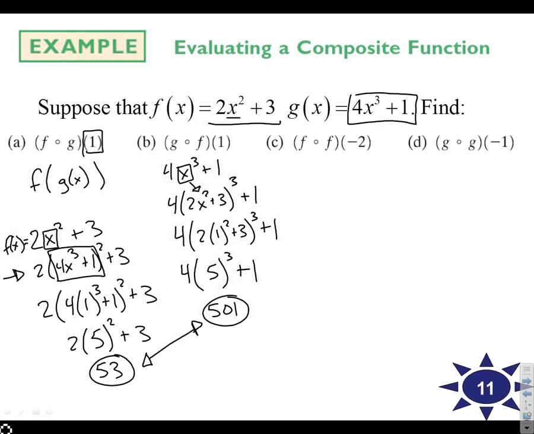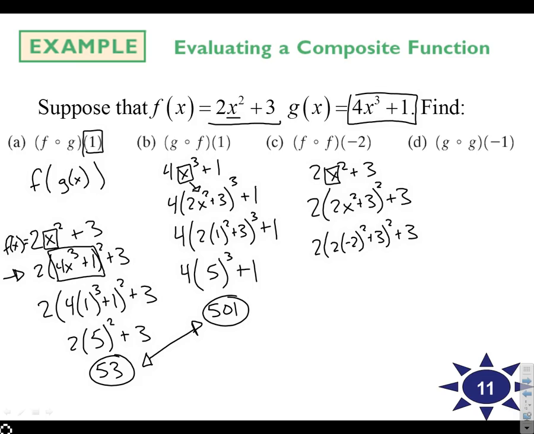What if it's the same letter? That's fine. What's f? 2x squared plus 3. Everywhere we see x, we're going to put in 2x squared plus 3, squared, plus 3. Let's clean it up. Let's plug in a -2. So just be very careful with your parentheses in these problems. -2 squared is 4, times 2 is 8, plus 3 is 11. 11 squared is 121, times 2 is 242, plus 3 is 245. All right, and so we could do the same thing with g of g. In the interest of time, I'll let you go on.